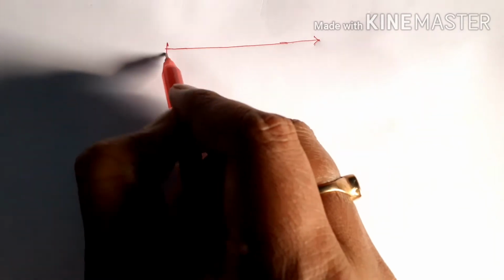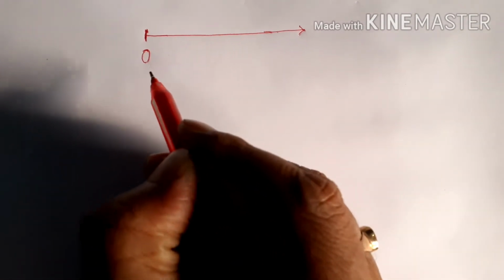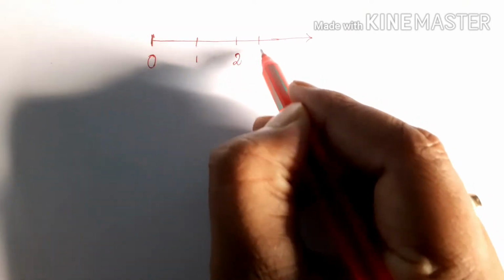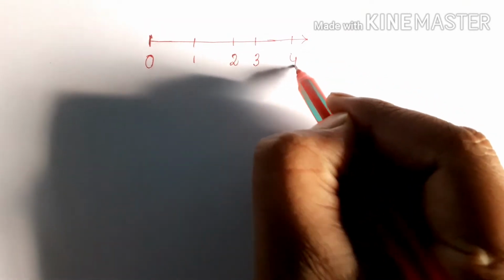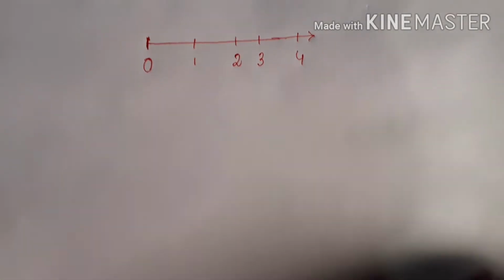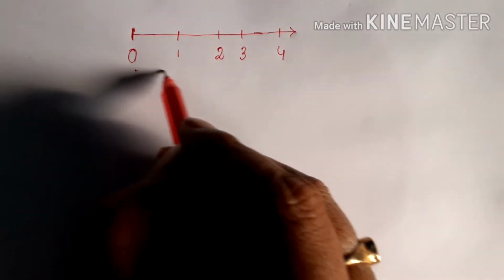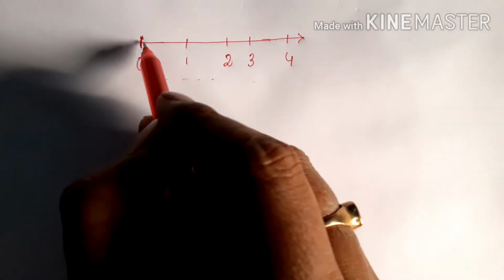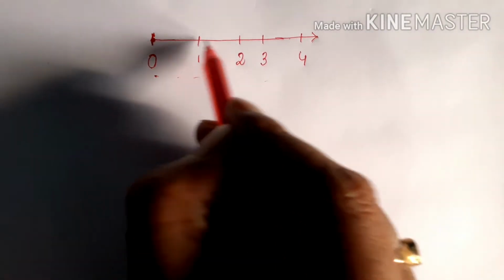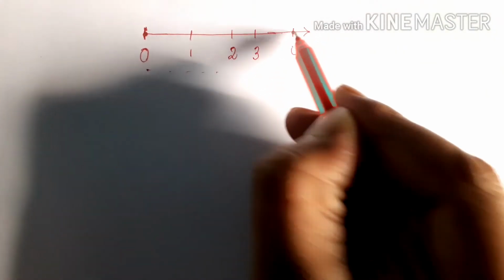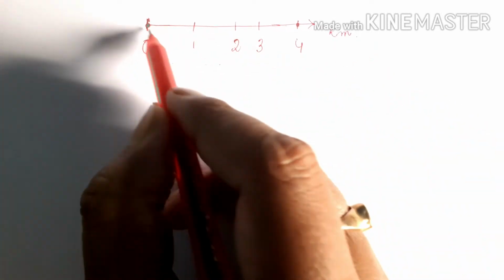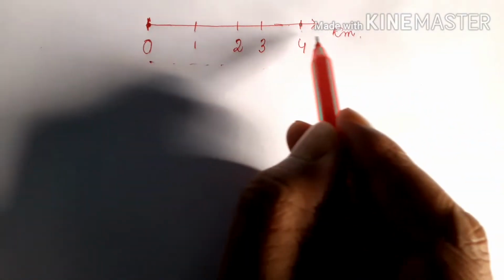line. Suppose this one is the 0 position and this one is 1, then this one is 2, this one is 3, and maybe this one is 4. So in this case, suppose a body is moving in this direction. First the body starts from here and moves up to the position 4. Maybe these are all in kilometers, so the body moved 4 kilometers in the forward direction.